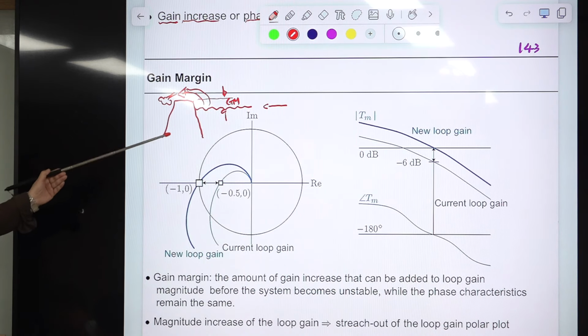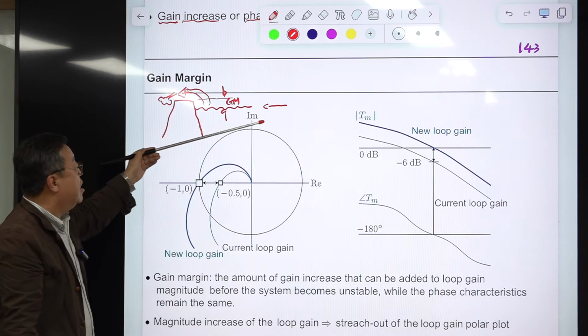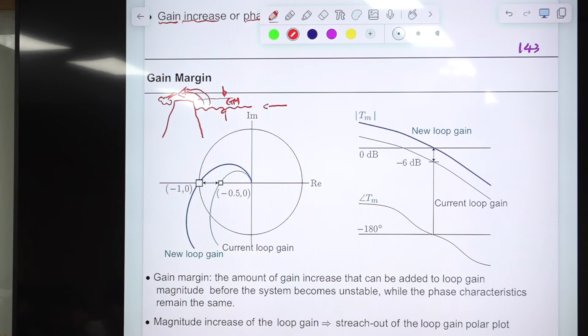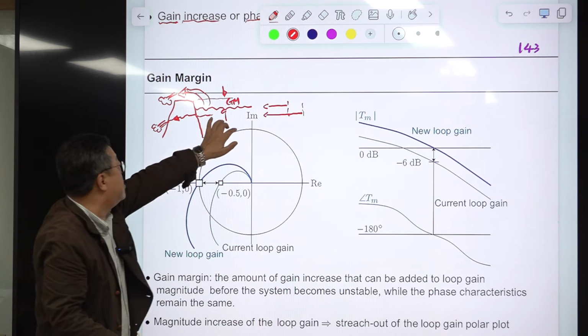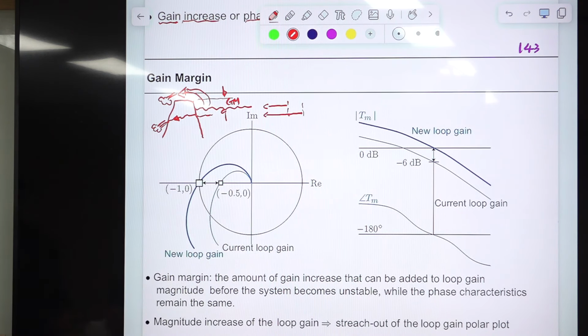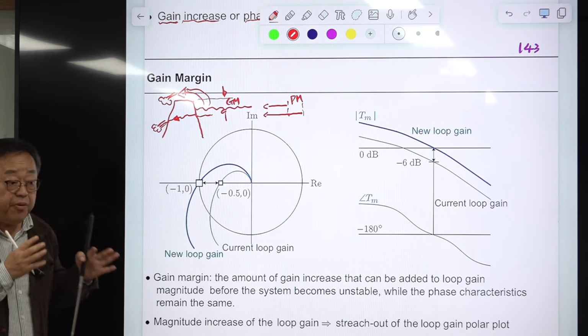And this is the speed of the stream, okay, this is okay. If the speed of flow is increased this much, then the flow will make some crack here, and water will come out, and this bank will collapse, okay? So the difference in the speed of the water flow is another margin. Maybe this can be the phase margin, okay? So the meaning of the margin is important, okay?